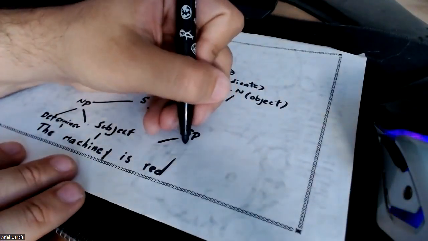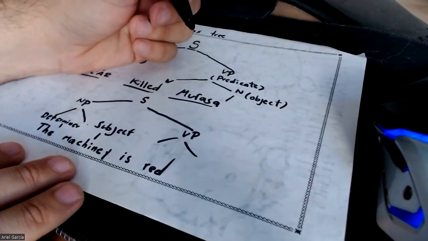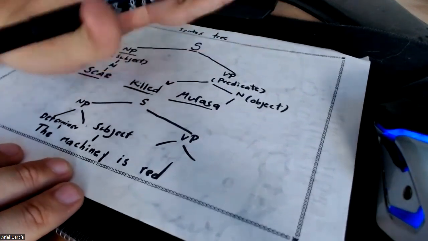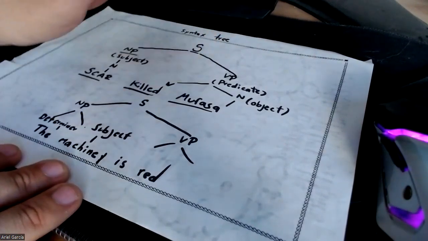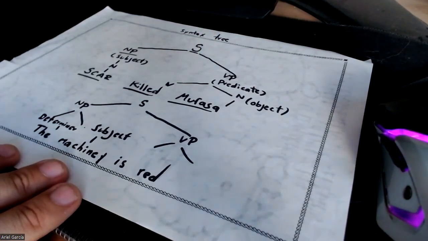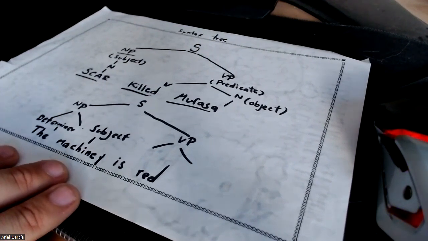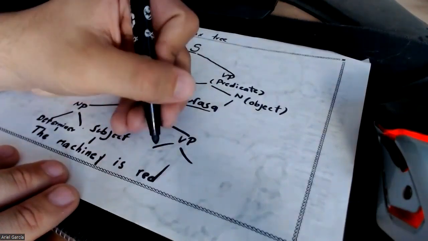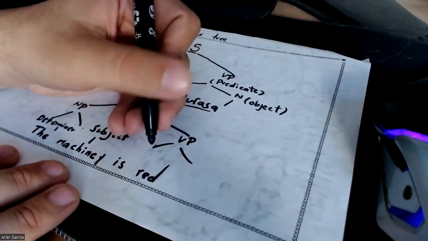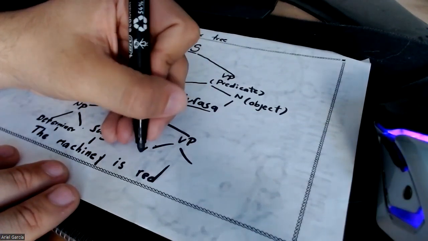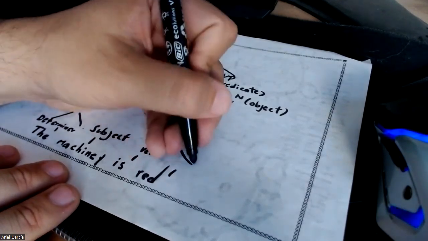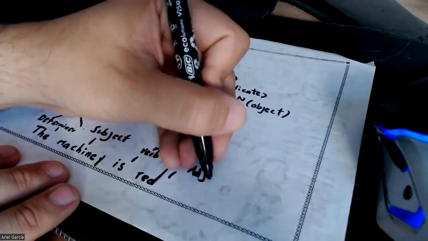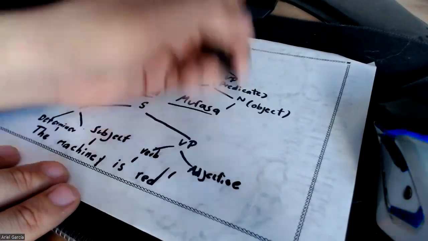Okay, so "is red." We just have two different parts. As in the previous example, we are not completely talking about another object. In this case, we are just using an adjective to describe how the machine is. So in the verb phrase, we have a verb, which is "is," and we have an adjective that is describing how the machine is.